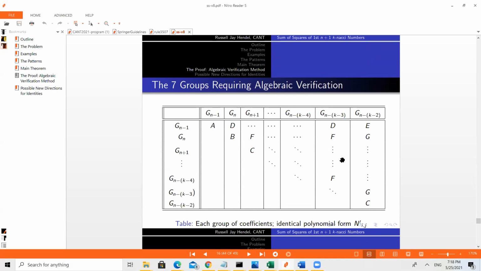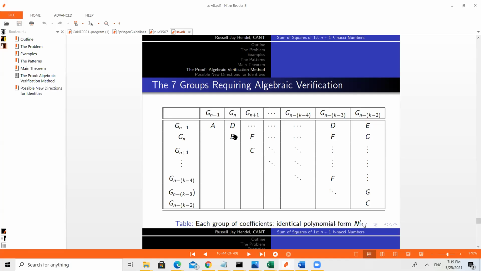So F is the inside, and all these nij look the same. D is the, so the triangle has 3 borders. This is the upper border, G is the rightmost border, and C is the diagonal border. And A is a corner point, E is a corner point, and A and E are different than D and G, which are different than F. And C is different, and B is different because remember, we want the coefficient of Gn squared is not 0.